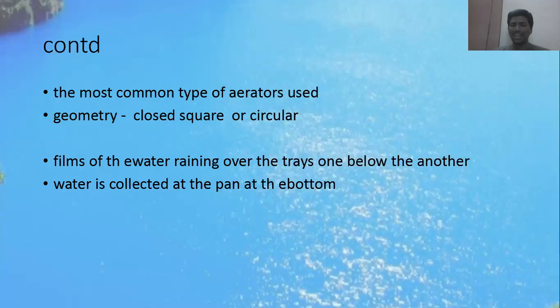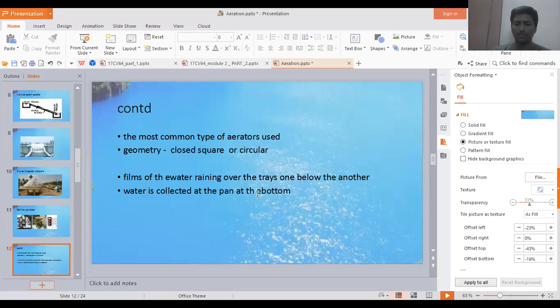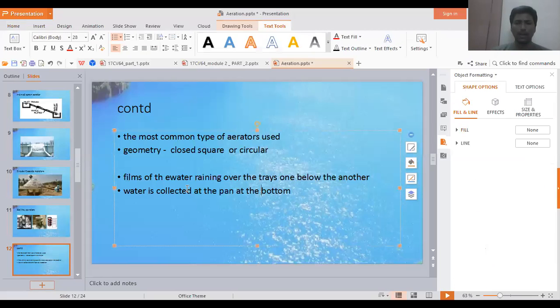That we call the collecting pans, or what we call a tray. Okay, next thing: finally the water, which is entering over the trays one below the other, is collected at the bottom. Okay, so it is collected at the bottom. This is one of the major aspects that we come across, especially in the case of the slat or the tray type of aerators.